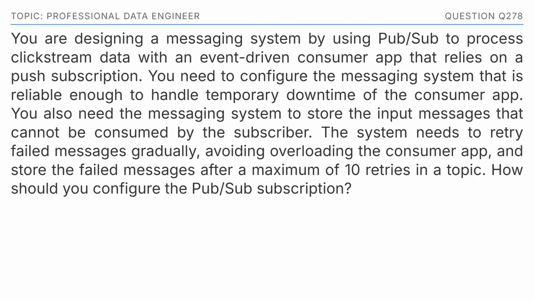You are designing a messaging system by using Pub/Sub to process clickstream data with an event-driven consumer app that relies on a push subscription. You need to configure the messaging system that is reliable enough to handle temporary downtime of the consumer app. You also need the messaging system to store the input messages that cannot be consumed by the subscriber. The system needs to retry failed messages gradually, avoiding overloading the consumer app, and store the failed messages after a maximum of 10 retries in a topic. How should you configure the Pub/Sub subscription?